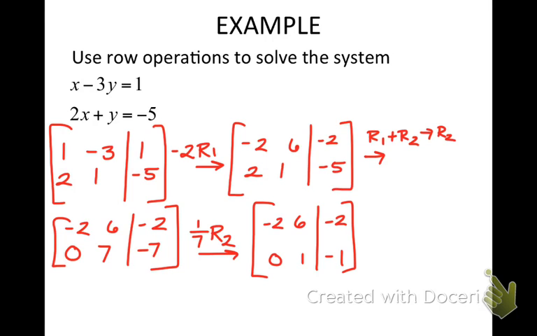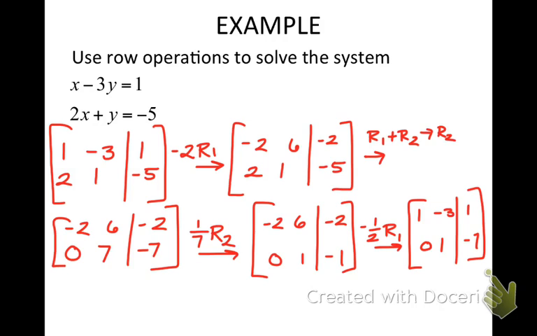Okay, we're almost in row echelon form. I need this to turn into a 1. So what am I going to do to row 1? Negative 1/2, row 1. Gets me positive 1, negative 3, and positive 1. Thank you. I had to think for a second there. And 0, 1, negative 1.